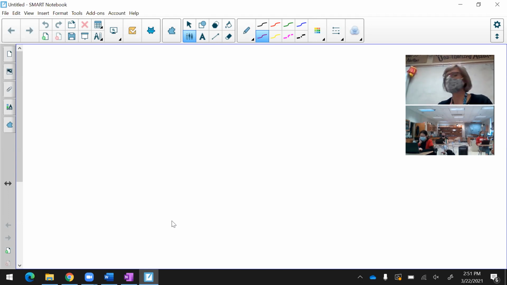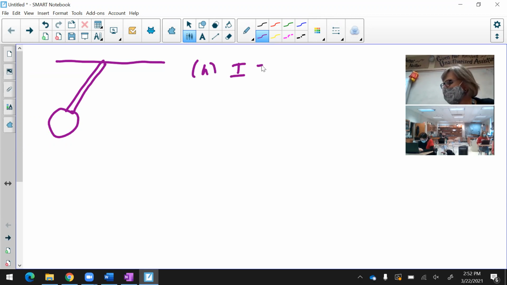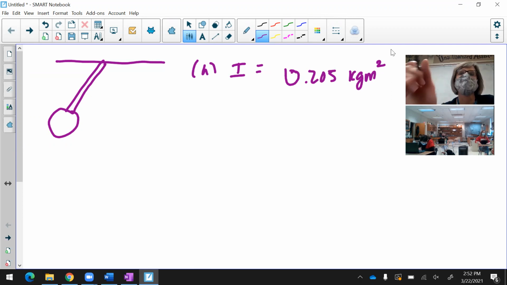Okay, so we were working on that example where we had a physical pendulum that was made of a rod and a disc. And we reviewed things like the parallel axis theorem and rotational inertia. And for part A, we figured out that the total rotational inertia was 0.205 kilogram meter squared, right? Yes. Okay.